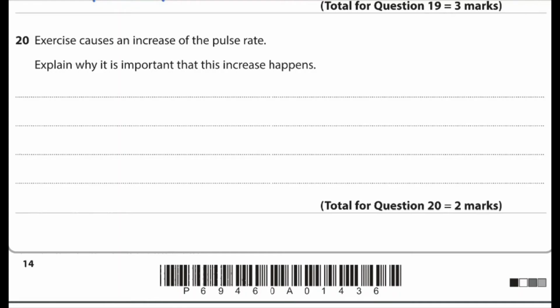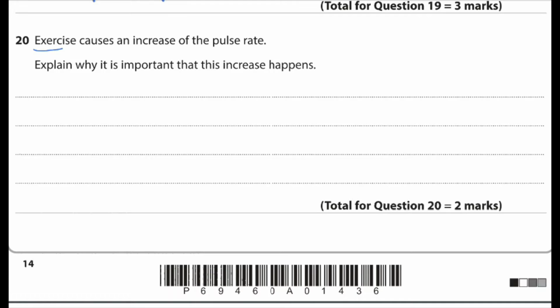Let's look at the 20th question. Exercise causes an increase of the pulse rate. Explain why it is important that this increase happens. We know when a person exercises, the person requires more energy. To produce more energy, the mitochondria has to produce ATP.